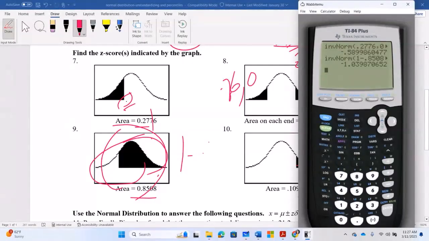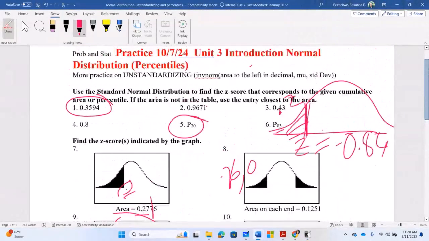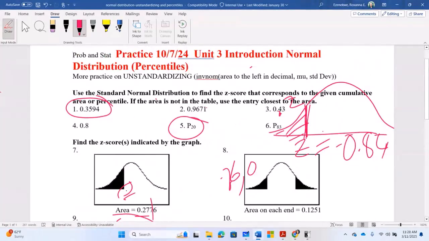And the Z value corresponding to that number is negative 1.03, maybe negative 1.04. Why is it negative? Because the boundary line is on the left-hand side of the mean. Therefore, the Z value corresponding to that is negative 1.04. Okay, so I just want to make sure that we know how to find percentile. So let me do one more example here. These are called percentiles.